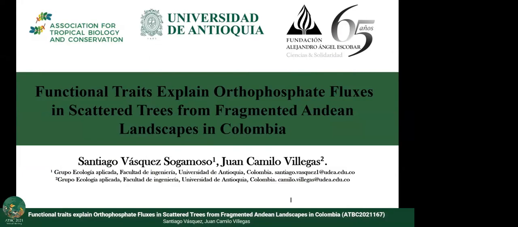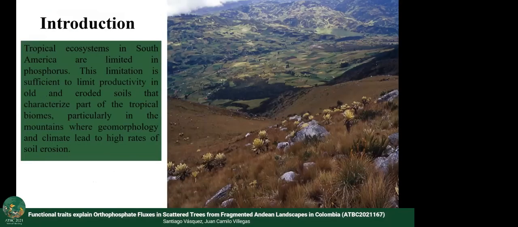Our research work is titled Functional Traits Explain Phosphorus Losses in Scattered Trees from a Fragmented Andean Landscape in Colombia. The availability of the nutrients in an ecosystem is generally conditioned by their natural availability on the Earth's surface and the efficiency of the transport mechanism that mobilizes them.